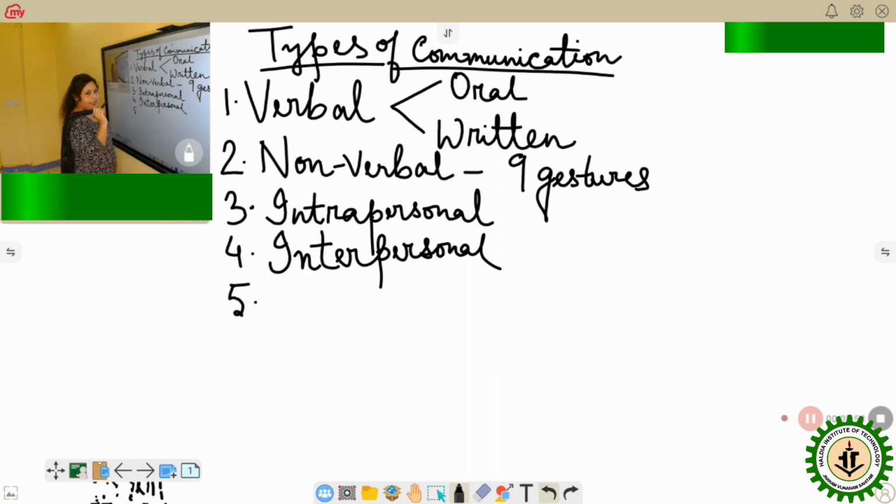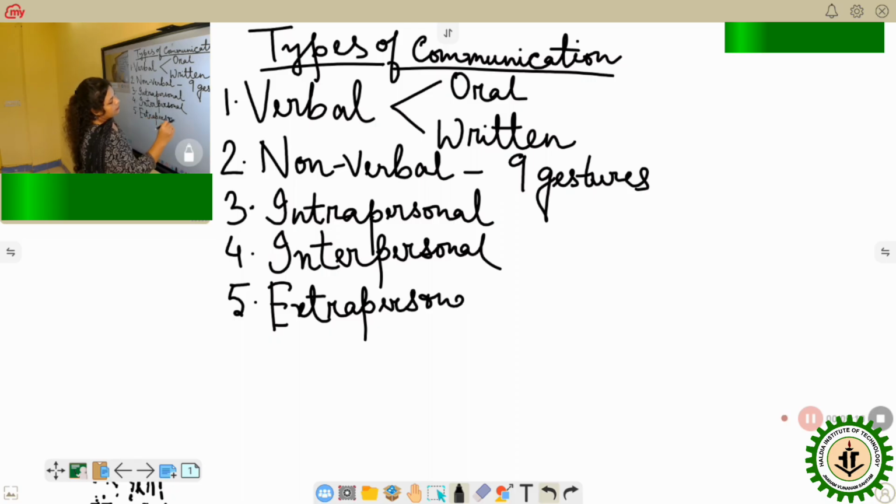Fifth is a very, very interesting type of communication. It is known as extrapersonal communication. It is a very interesting type of communication because it is something which is not known to most of us, and you will be surprised to know that this communication is not done with a human being.